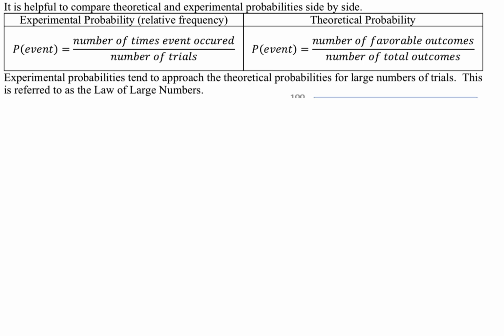Realize that experimental probability, or relative frequency, is the number of times an event occurred divided by the number of trials. Theoretical probability is all based on outcomes, the number of favorable outcomes compared to the number of total outcomes. Of course, we assume that every outcome is equally likely. Experimental probabilities tend to approach the theoretical probabilities for large numbers of trials. This is referred to as the law of large numbers, which we will come to understand.